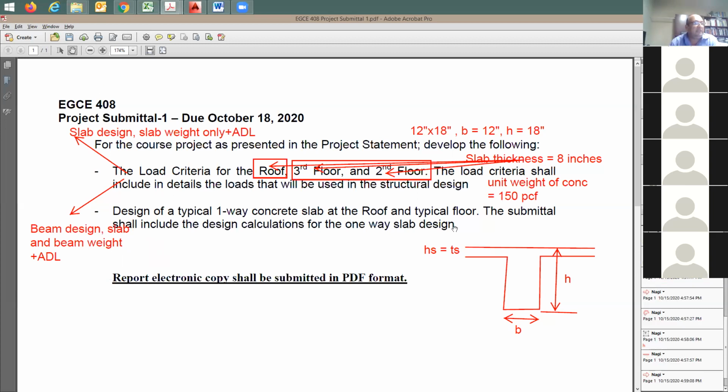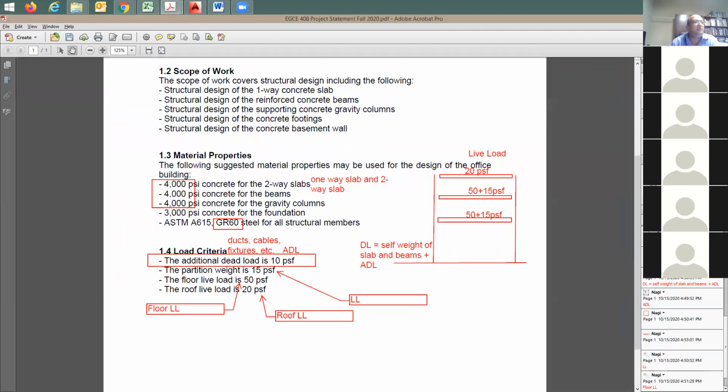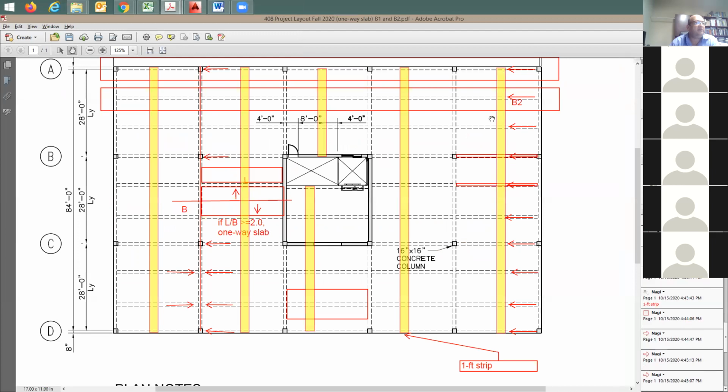So which slab are you going to be taking? I'm going to say you just take one strip. Now where is this one strip? You see this guy here. Just consider this one, please. It's going to be 9 spans, supported on lots of supports here.